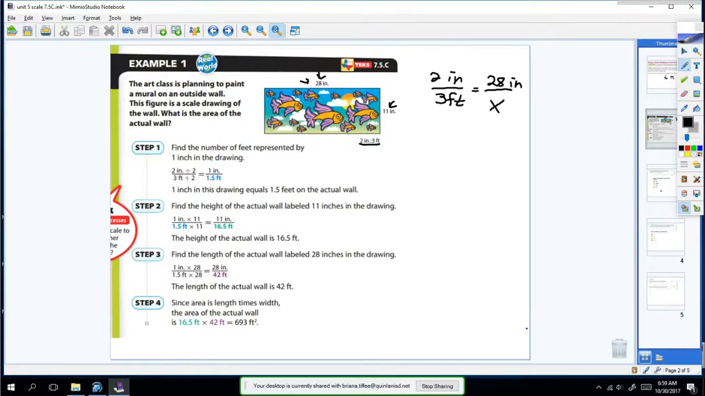So here, again, we cross multiply. You're going to do 28 times 3, which I believe is 54. Is it 54? Nope, that's not 54. Excuse me, that's 84. I went backwards. So then you're going to divide 84 by 2.